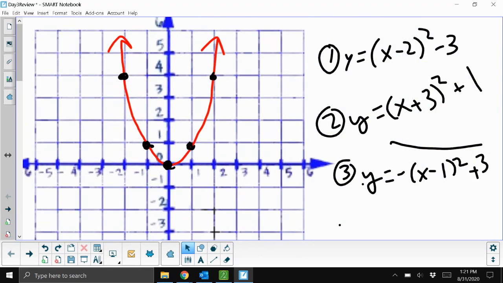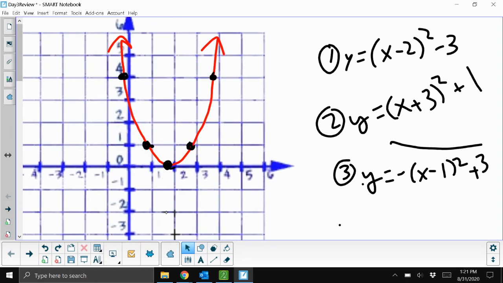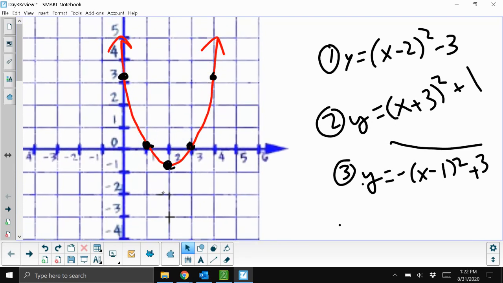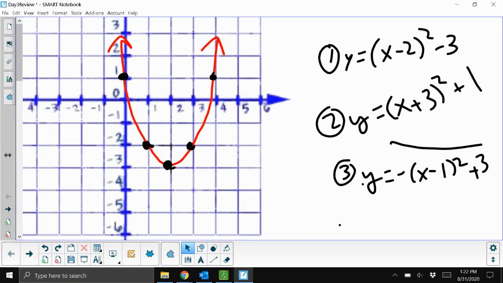So let's say we want to graph number 1. So remember, the inside lies. That's what moves it left and right. So that means we need to go over +2 horizontally. Then we got to go down 3 vertically. So we'd have a vertex at 2, -3. Then we could plot our points.